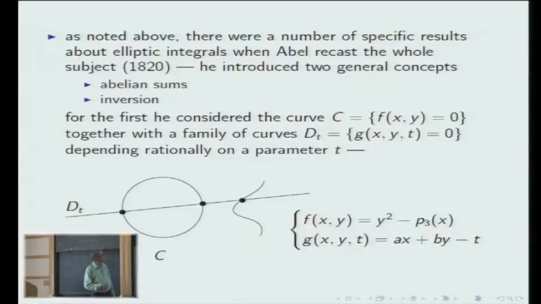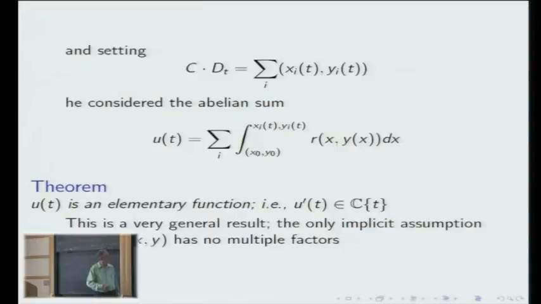There were a number of specific results, but then Abel recast the subject, introducing 2 concepts, abelian sums and inversion. For abelian sums, what he did was consider your fixed curve. Here I've taken the Weierstrass cubic, and a variable family of curves depending rationally on a parameter. Here I just took a family of lines. And you look at the intersection. So the line meets the cubic in 3 points.